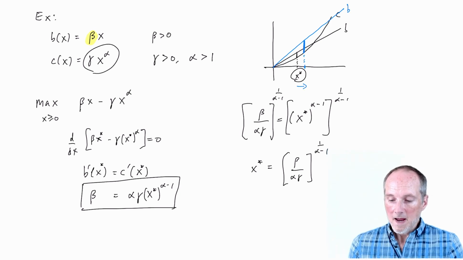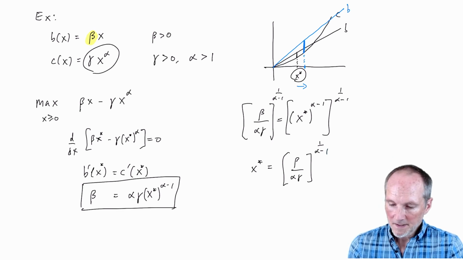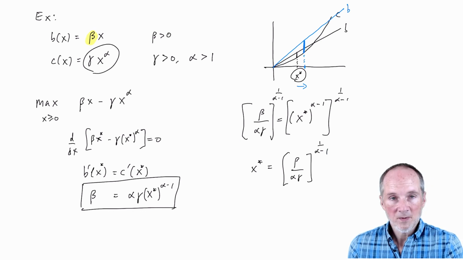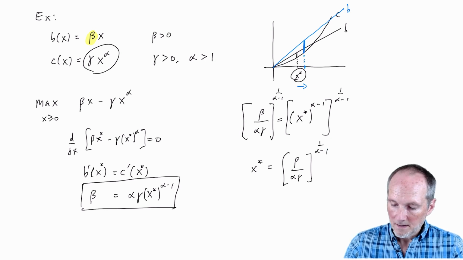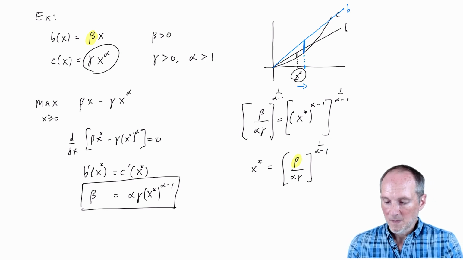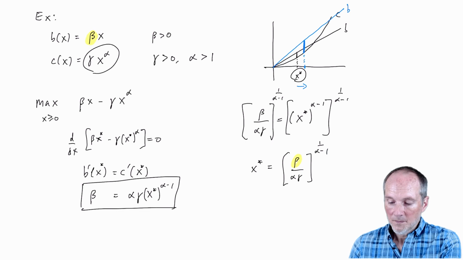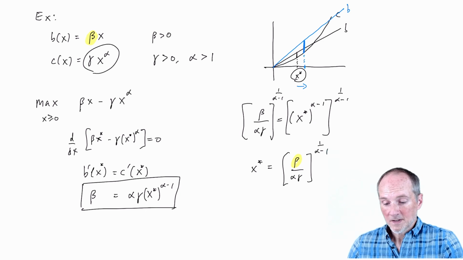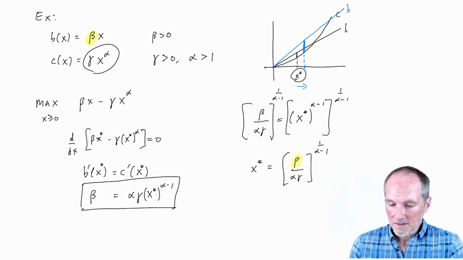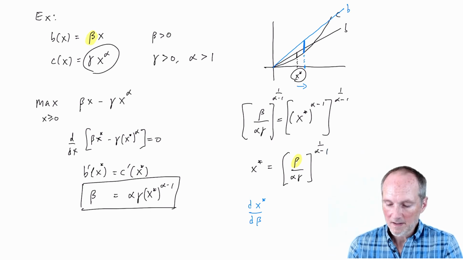But that's not just true in the picture, because we have this general, parameterized solution for the optimal scale. We can just see that here's where beta enters in. If that beta gets bigger, that fraction gets bigger, and raising to the 1 over alpha minus 1 is an increasing function, so x star will increase. We can write that like so. The derivative of x star with respect to beta is positive.